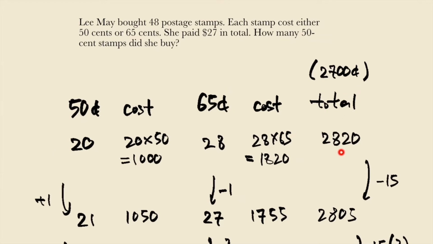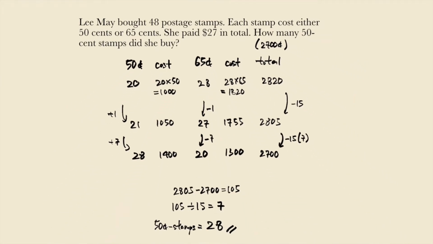Now I've got too much money here. What does that mean? I will decrease. I've got to decrease the number of 65-cent coins. And if you recall from the previous question, I like to decrease by 1, increase by 1. Okay, so what I get is 21, 27, 2,805. Notice that decreasing by 1 coin here reduces the total by 15 cents. But I'm still not at my target. I want to get to 2700.